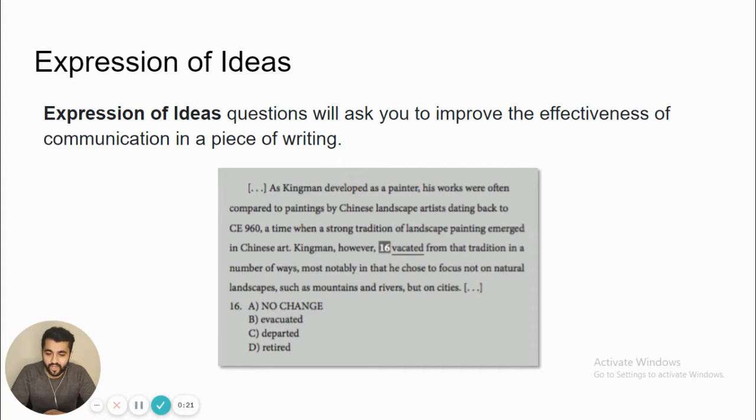These questions will ask you to improve the effectiveness of communication in a piece of writing, right? So, these questions are not concerned with grammar or its rules. It's more concerned with improving the effectiveness of communication, right?